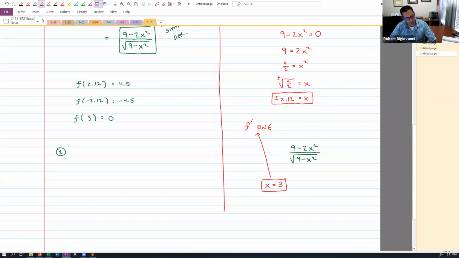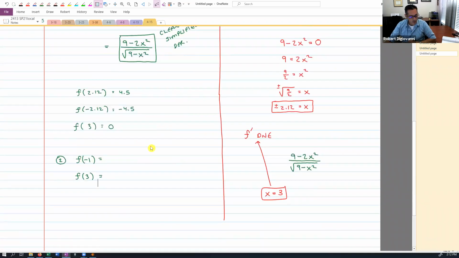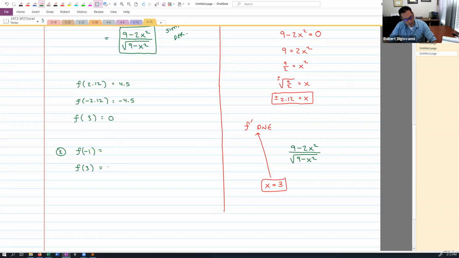Step 2 is I need to do the endpoints, right? And the endpoints were -1 and 3. So it just so happens that our endpoint is also a critical number here. So we don't have to do the math twice. We know it's 0. But we do have to plug in -1. And at -1, I get negative 2.83 or something like that. So here they are. I don't need to look at 0 twice.